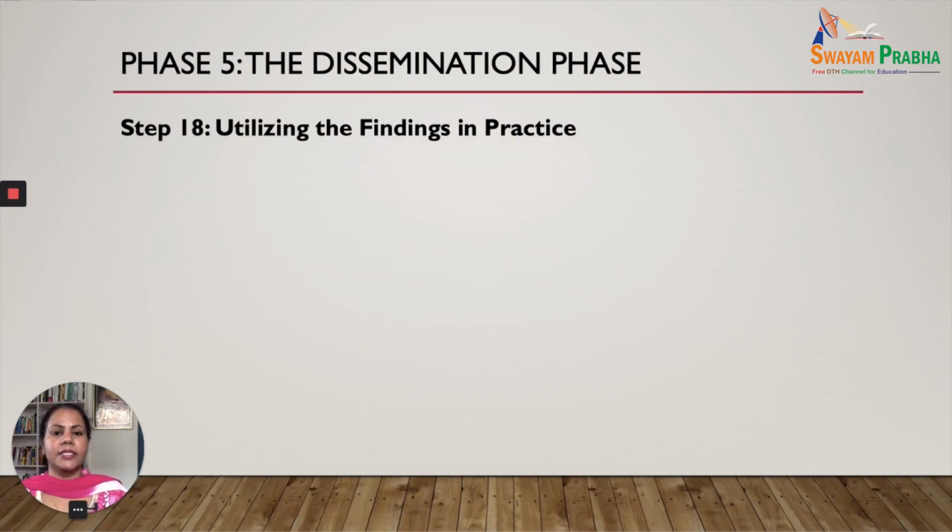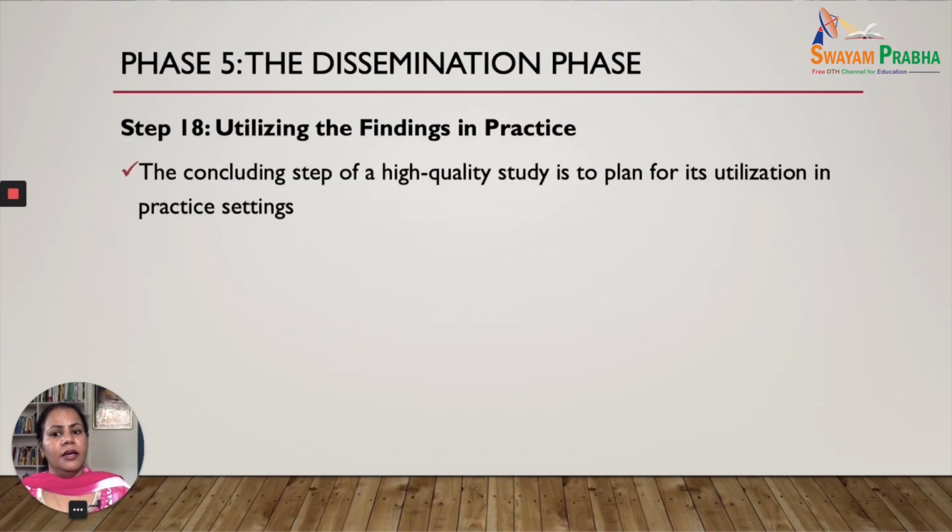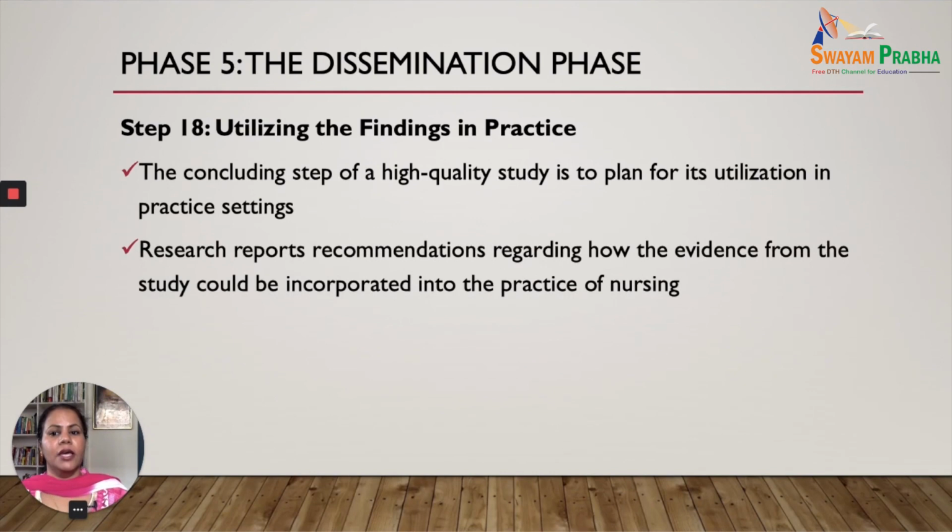Next step is utilizing the findings in practice. The concluding step of a high quality study is to plan for its utilization in practice settings. Whatever study results you have got, you should always communicate them to the administrators or policymakers, so that they can use the evidence from your study and it can be incorporated into the practice of nursing. Always recommend how this evidence can be incorporated into nursing practice, and how it can result in better outcomes.